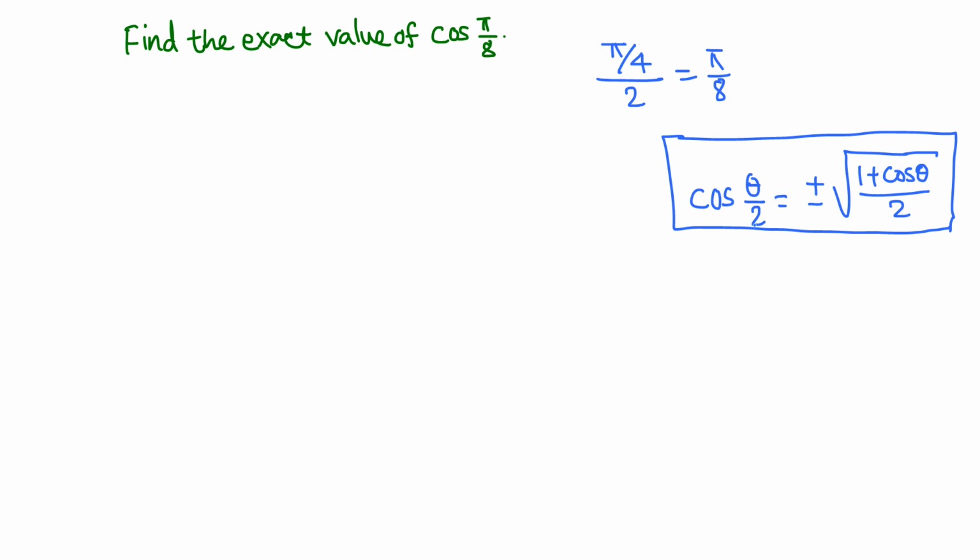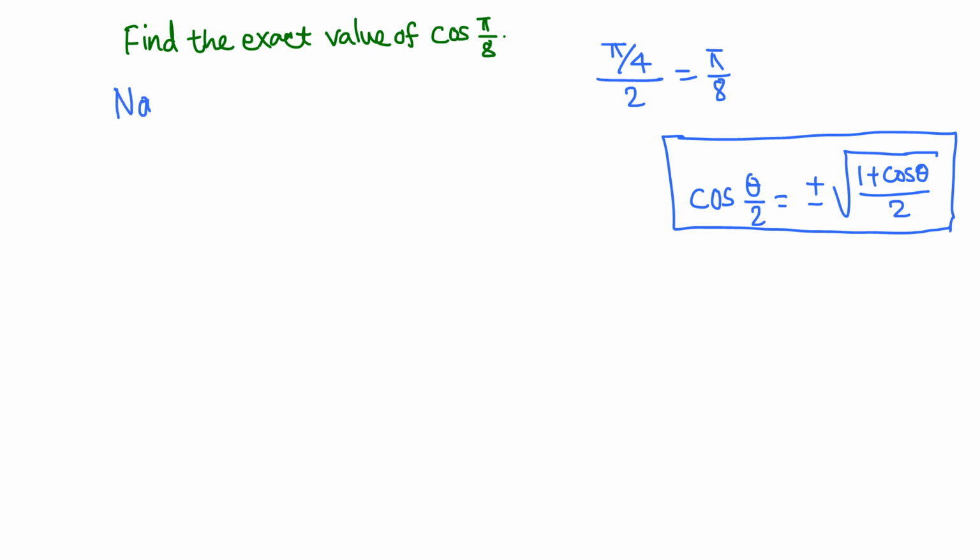Cosine of theta over 2, the half angle, is equal to plus or minus the square root of (1 plus cosine theta) over 2. So theta is pi over 4 in our case. Since pi over 4 is a standard angle, we do have the value of cosine pi over 4. And choosing plus or minus is according to pi over 8. Pi over 8 is in the first quadrant, so we take positive.